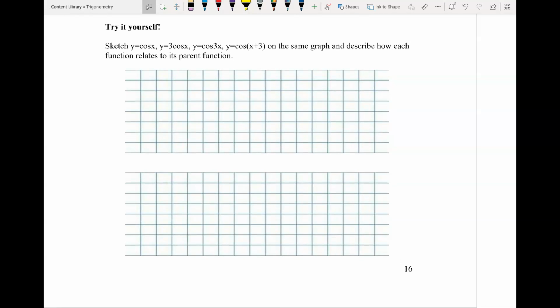So to end our lesson, we're going to do a try it yourself. I want you to sketch y equals cos x, y equals 3 cos x, y equals cos of 3x, and then I want you to change this to pi over 3. So go ahead and do that, and then when you're ready, please press play for the final solution.